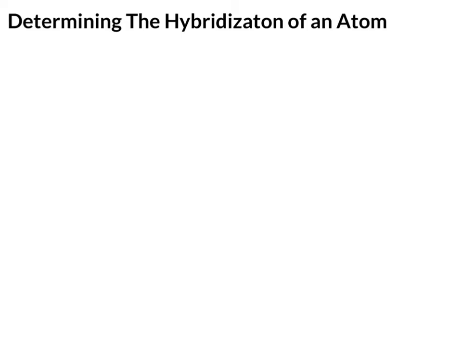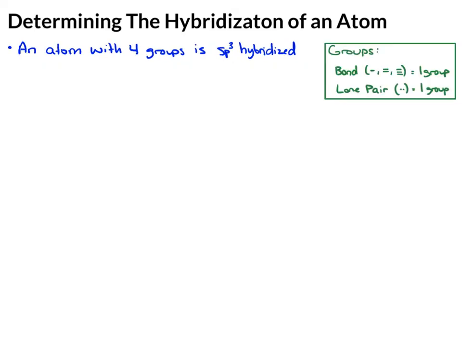So starting with sp3, an atom with 4 groups attached is sp3 hybridized. Now this begs the question, well, what do we consider a group? Any bond is considered just one group. It doesn't matter if it's a single, a double, or a triple bond. A lone pair is considered one group. One thing to note that's not in this list, positive charges. Positive charges do not count as a group.